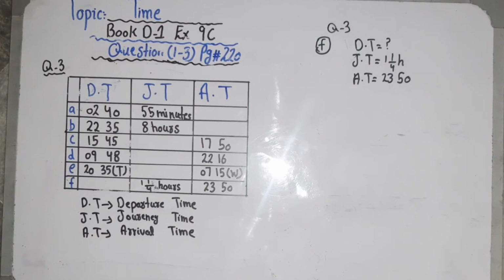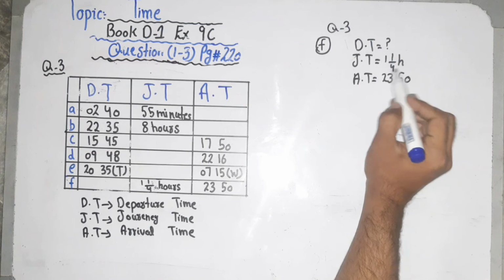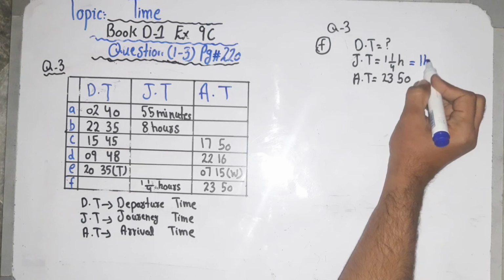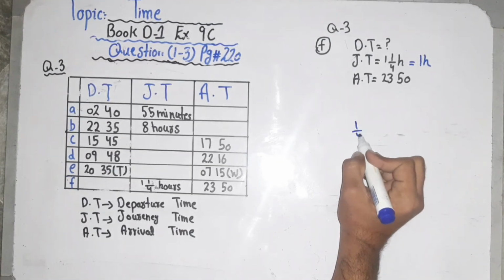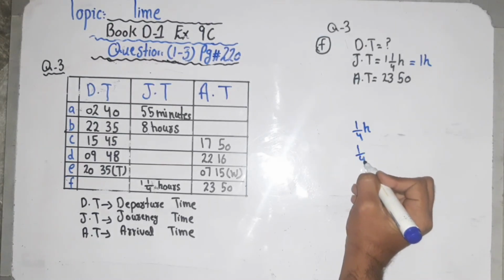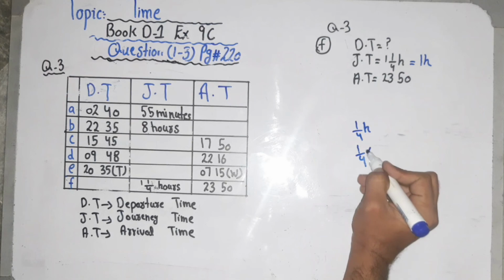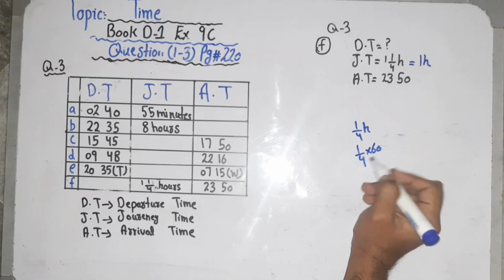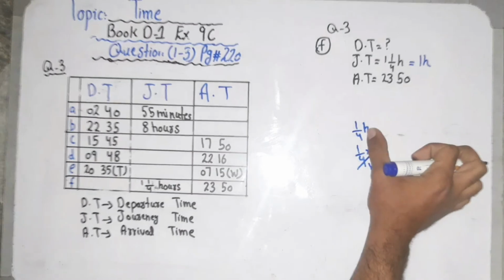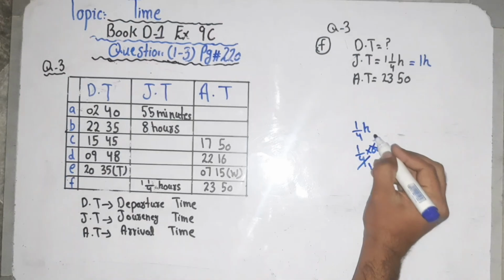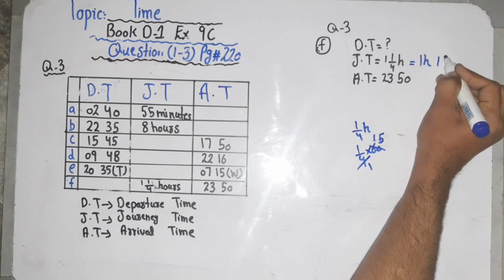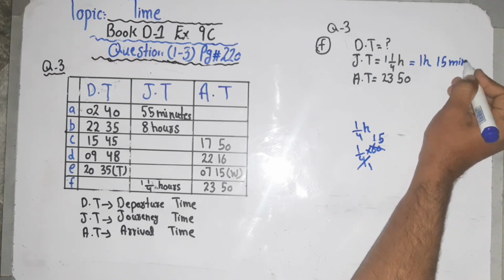So now there is a problem that we have 1 whole 1 over 4 hours, so we have to convert. 1 whole means we have 1 complete hour and then 1 over 4 hour. 1 over 4 means we don't have a complete hour, so we have to convert 1 over 4 hour into minutes. 1 over 4 hour means 1 over 4 multiplied by 60. 4 ones are 4, 4 fives are 20. So this will be 15 minutes. 1 hour 15 minutes.